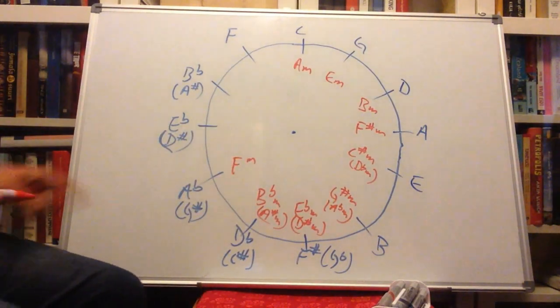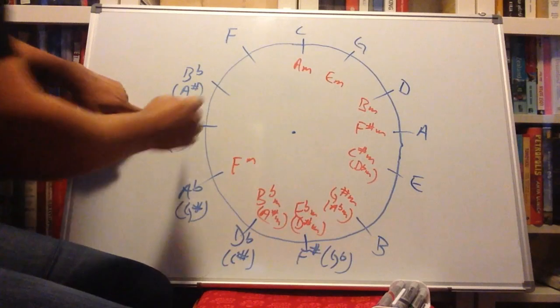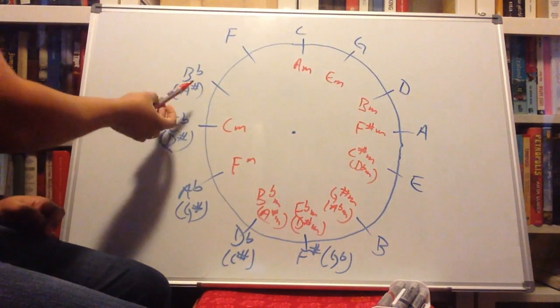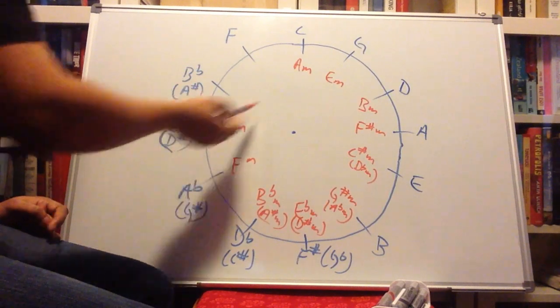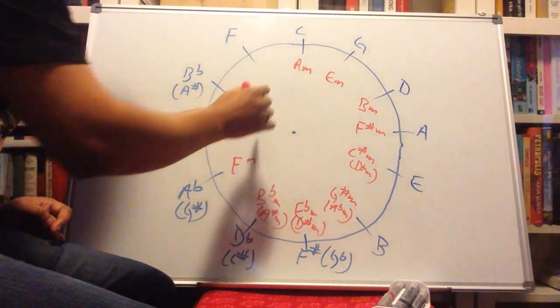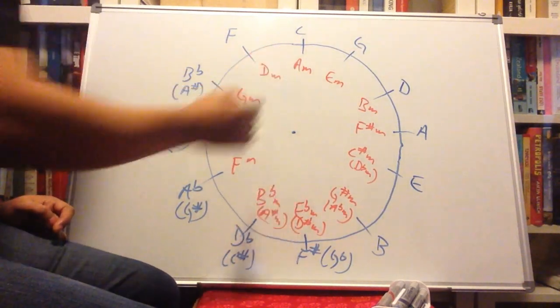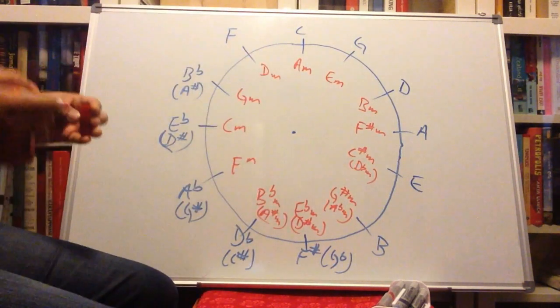That would be F minor. And for E flat, that would be, again, C minor. B flat would be G minor. F would be D minor. So it's a minor key.